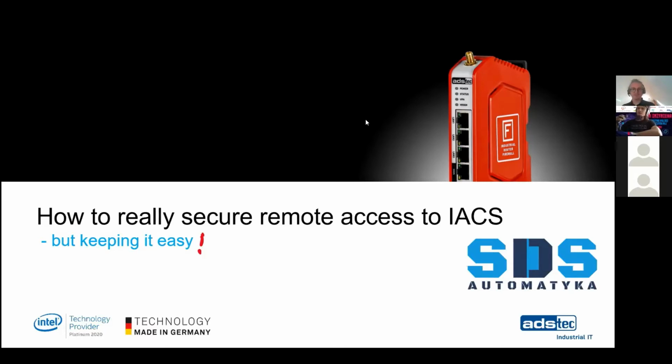Right, then let's begin. Welcome to my talk today: how to really secure remote access to IACS, but keeping it easy. So what's this acronym? It means Industrial Automation Controlling Systems. These are the kind of systems that all of you work with in your business, if I'm right. The talk is about IT security and how to protect your equipment.